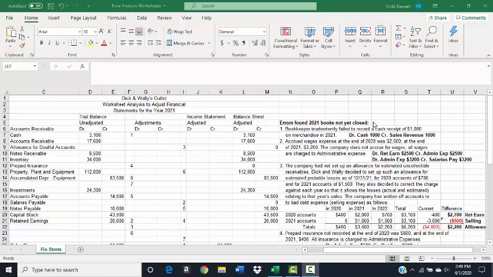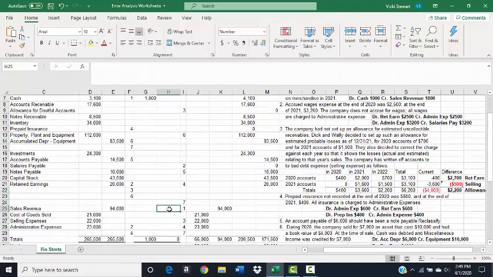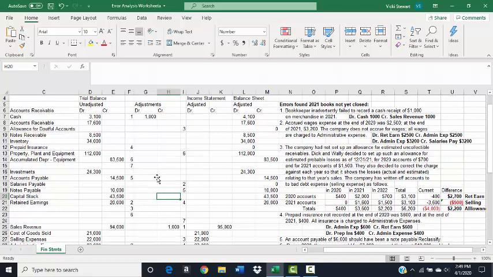In the first one, it states that the bookkeeper inadvertently failed to record cash receipts of $1,000 on merchandise in 2021. So this is in the current period, and the books are not closed. So when that happens, all you have to do is just make the entry that you would normally make. So we would debit cash for $1,000. We would scroll down and we would credit sales revenue for $1,000. So we're making those adjusting entries, and the spreadsheet is updating.